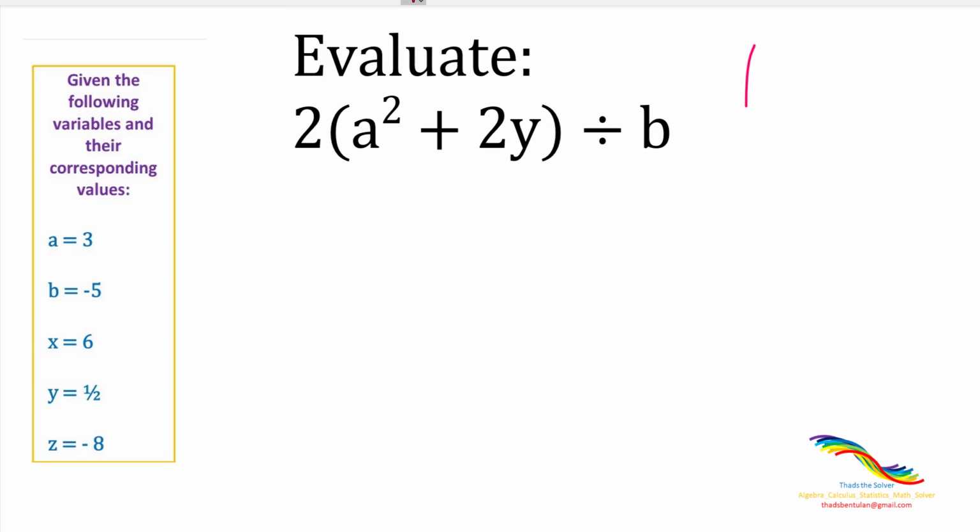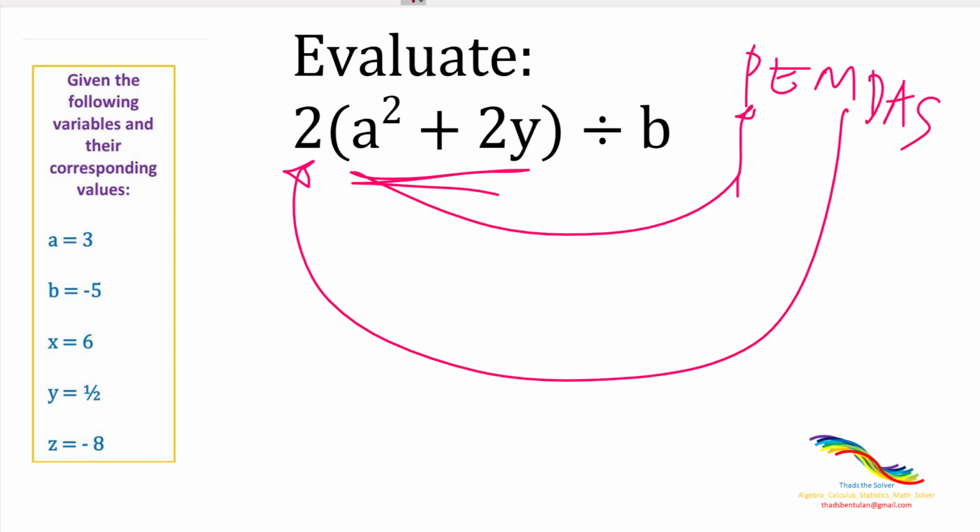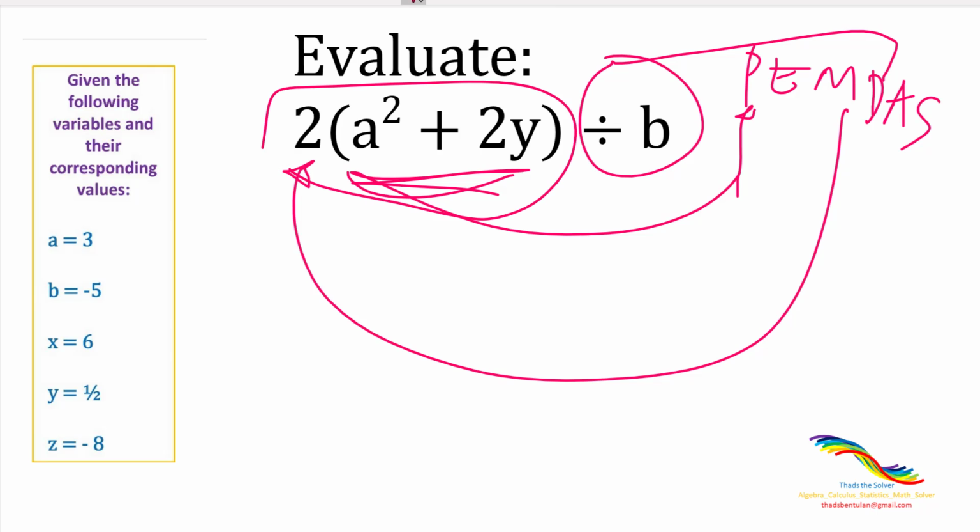Now using PEMDAS, this is the hierarchy of operations, the order of operations. You simplify the parentheses first, and you do the exponents later. And then you do the multiplication, which is between 2 and this quantity. And then there's a division, between this group divided by b, and of course addition and subtraction last.